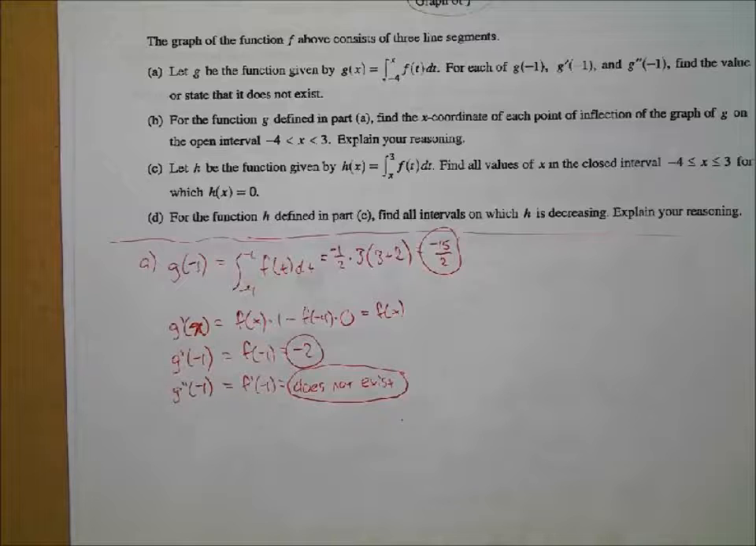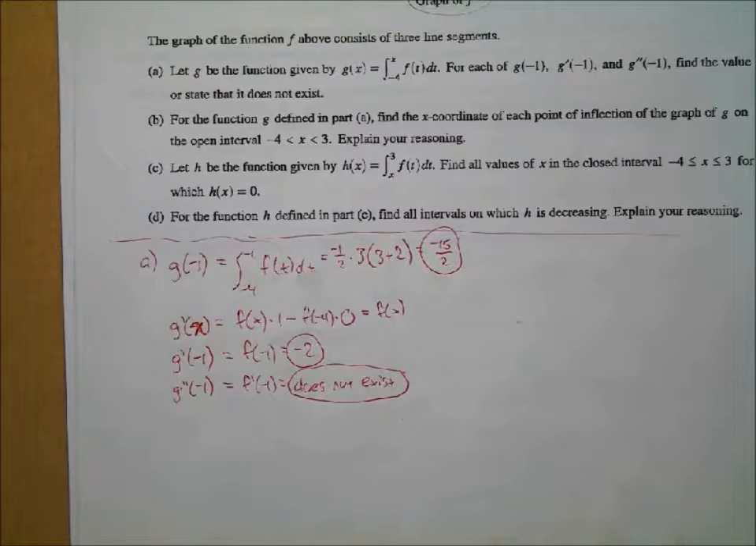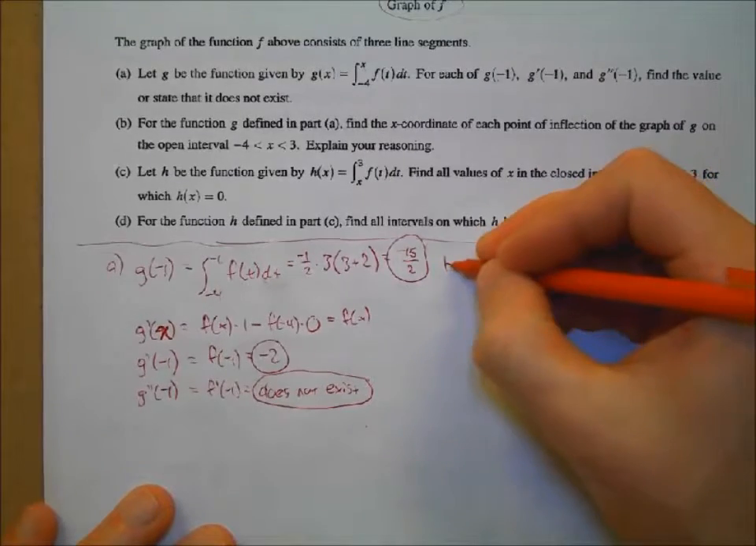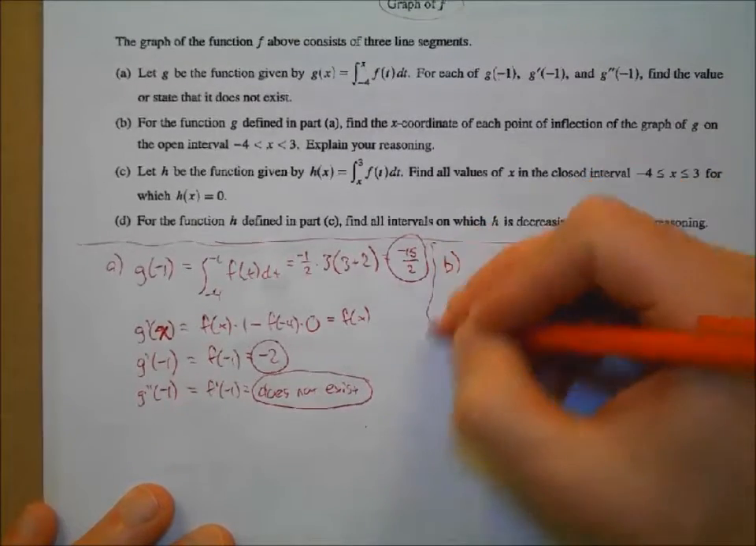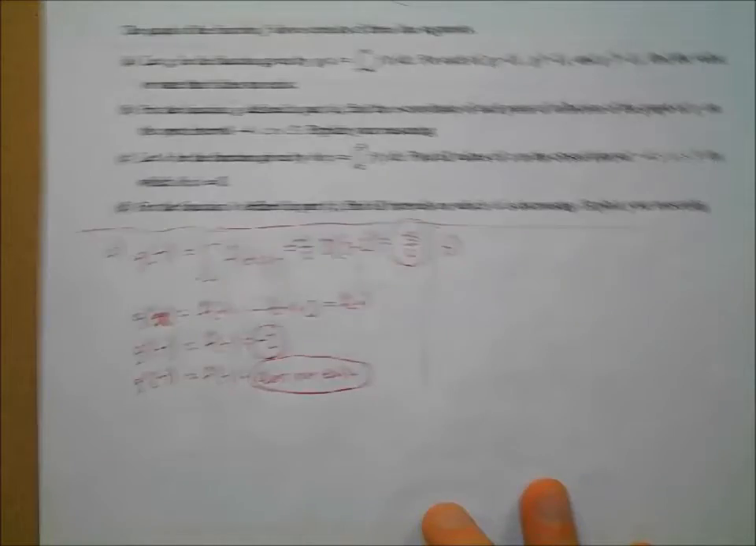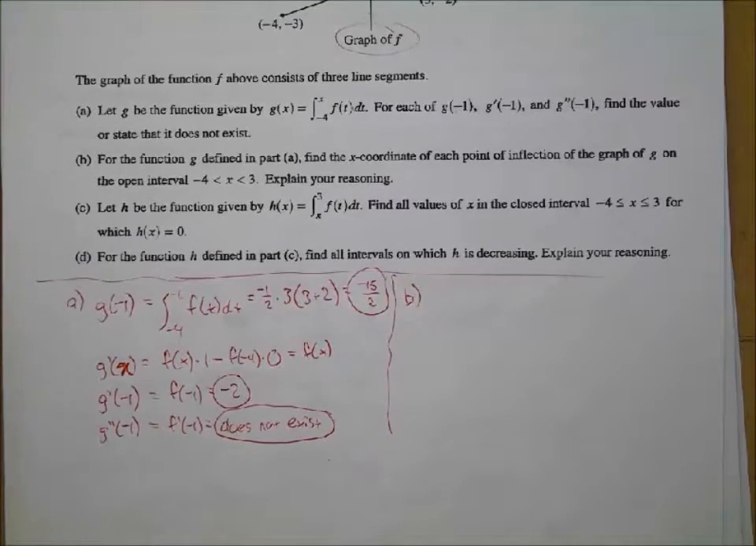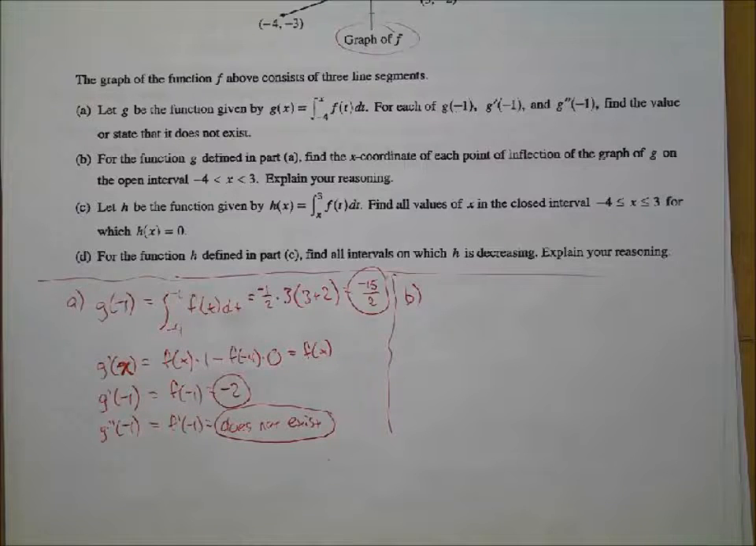Questions on A? All good? All right, let's try letter B. I'm going to try and squeeze letter B in over here. We'll see how well that works. Okay. Letter B, for the function g, defined in part A, find the x-coordinate of each point of inflection of the graph of g on the open interval from negative 4 to 3.